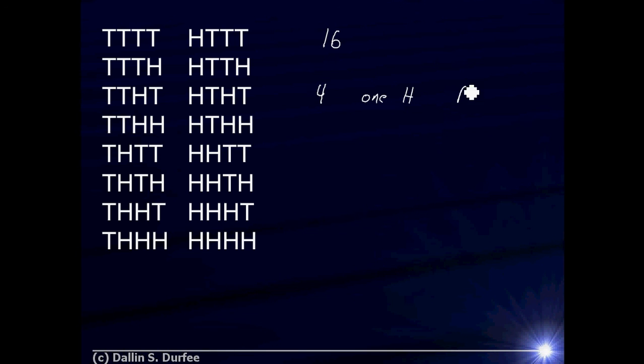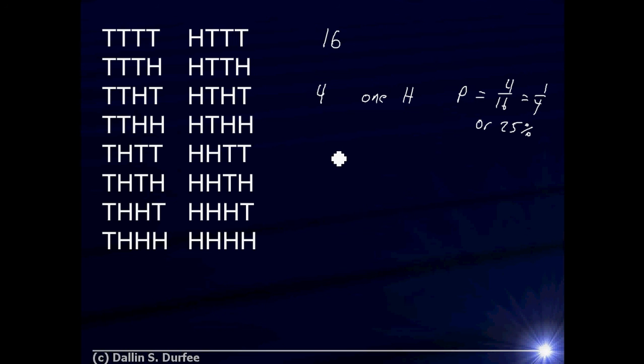So the probability then is just 4 out of the 16 possible random choices that are all equally possible. So it's just going to be 4/16, and that is just 1/4, so 25%. So there's a 25% chance I get 1 head.